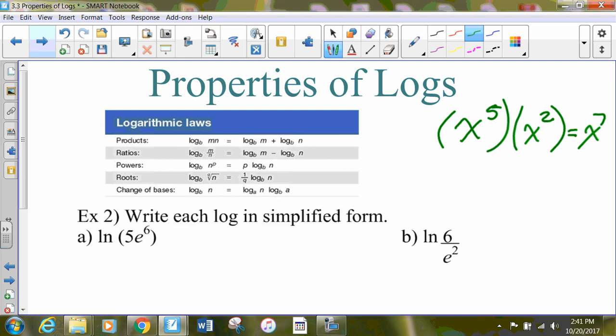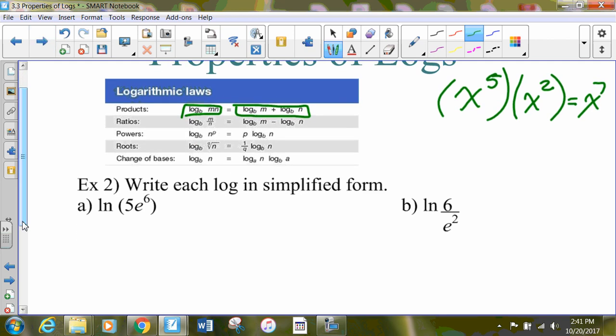So with exponents, multiplication and addition are linked. They're related. Same thing with logs. If we have a log of something times something, we can rewrite that log this way. So let's look at our example 2a. Natural log, which of course is a log base e. We're doing natural log of 5 times e to the 6th. So we can split that up.